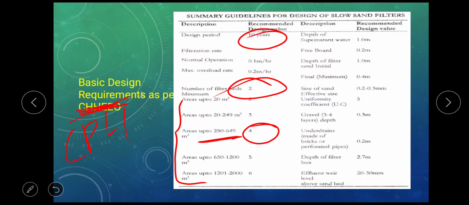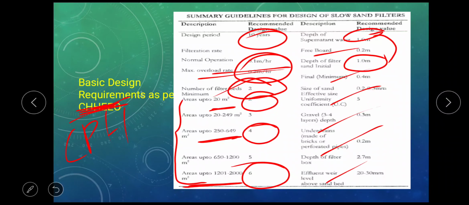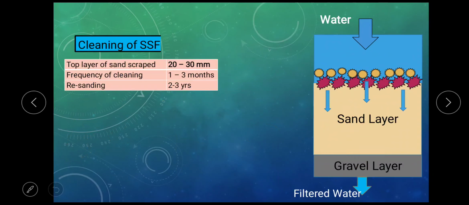If surface area goes up to 2000 square meter, then we are going to use 6 units. If surface area is up to 20 square meter, then we are again going to use 2 units. Filtration rate may vary from 0.1 to 0.2. This value remains the same. Depth of the water and depth of the sand media will be the same, that is 1 meter. Freeboard will be 0.2 meter. We will not discuss each one of the units, because we shall be covering these things when we solve a numerical.